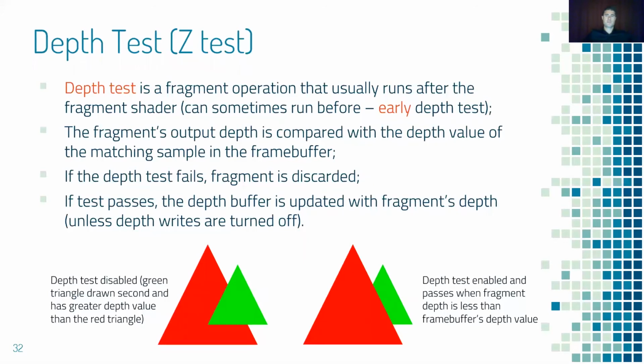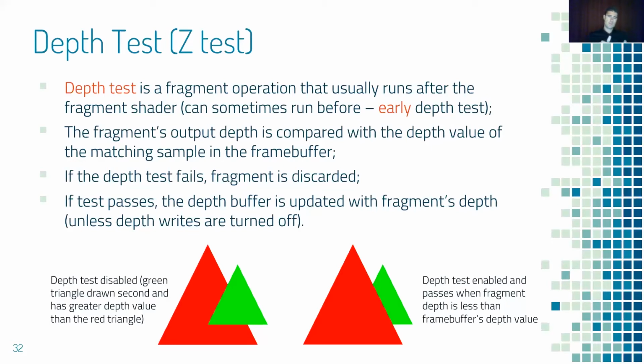It's basically a fragment operation that runs after the fragment shading. Sometimes it can run before, which is called an early depth test, but we'll not talk more about that in this presentation. So the fragment's output depth is compared with the depth value for the given sample or fragment in the frame buffer. If the depth test fails, the fragment is discarded, so its outputs are ignored. If the test passes, the depth buffer is updated with the fragment's depth, unless depth writes are turned off, which can be configured.